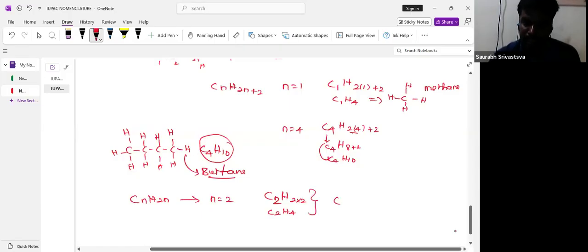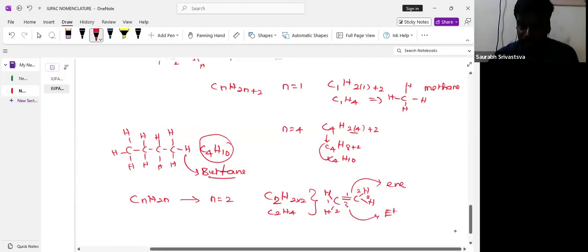If it is C2H4, how can we write it? Carbon connected with another carbon, and this carbon has 2 hydrogens and that carbon has 2 hydrogens. I have written them equally. Here one bond, 2 bonds, 3 bonds, only 3 valences are completed. For this carbon also, only 3 bonds are completed. So I am going to write one more bond as a double bond. If a double bond is present, what terminal should you write? ENE.